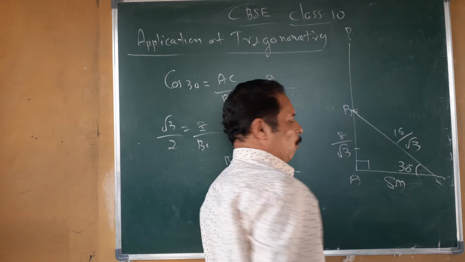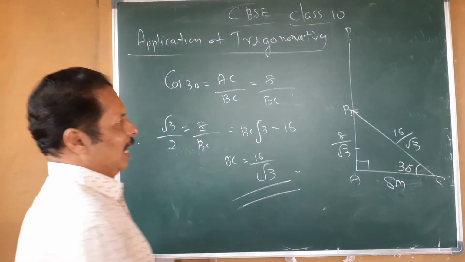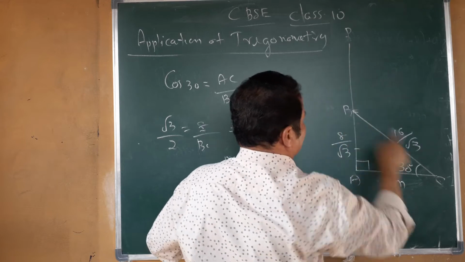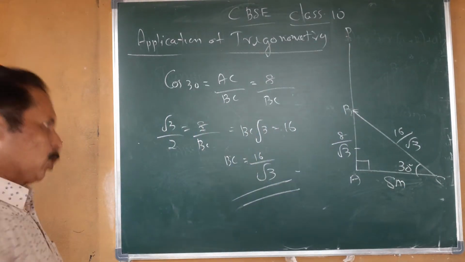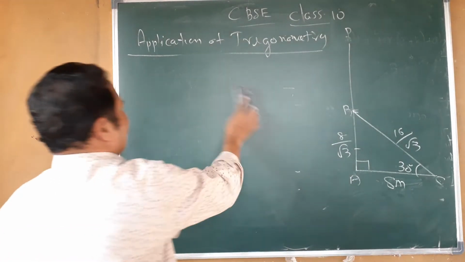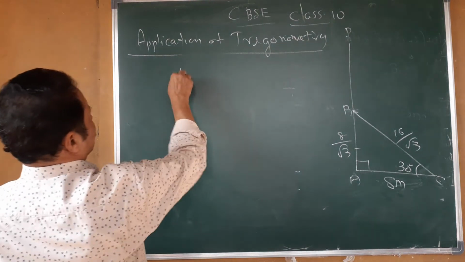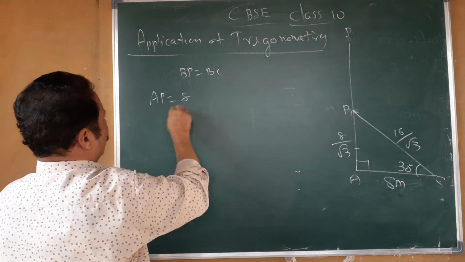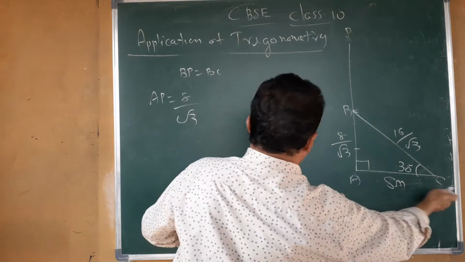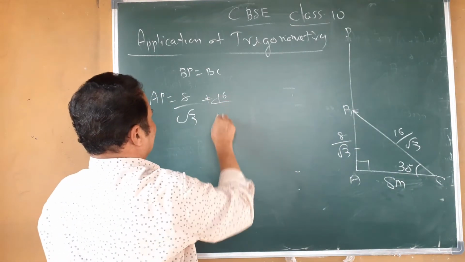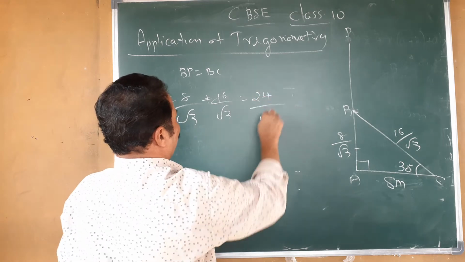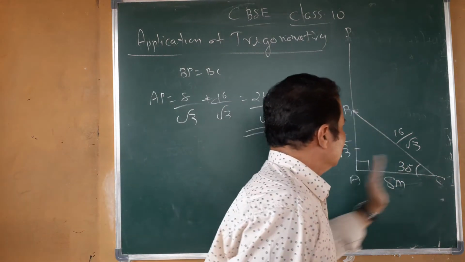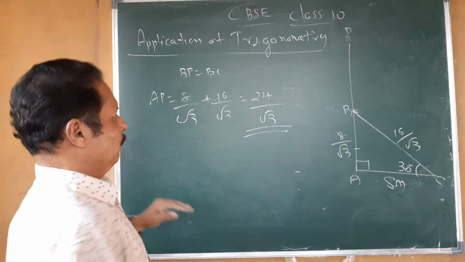We want to find the whole height, that is AP. It is broken into BP, and the same BP is already equal to BC. So the step is BP equal to BC. Therefore, the height of the tree AP equal to 8 by root 3 plus 16 by root 3, that is 24 by root 3. Is it clear? This and this added to get the total height.